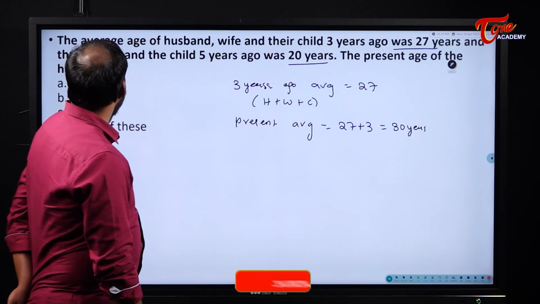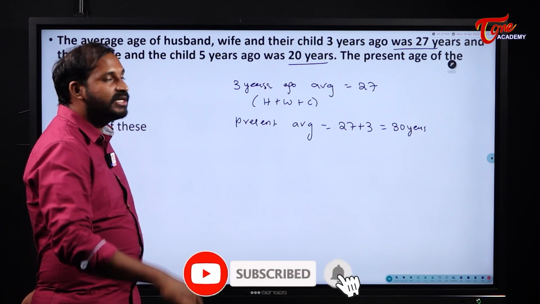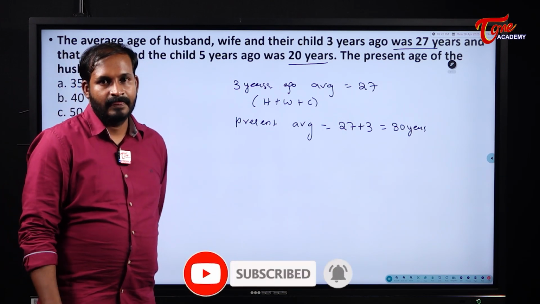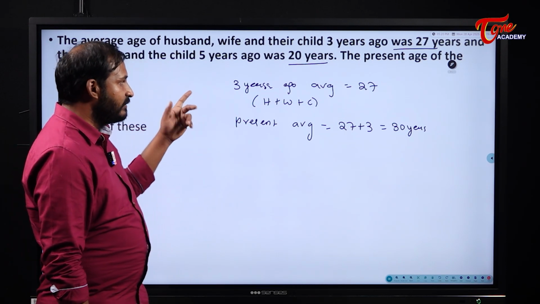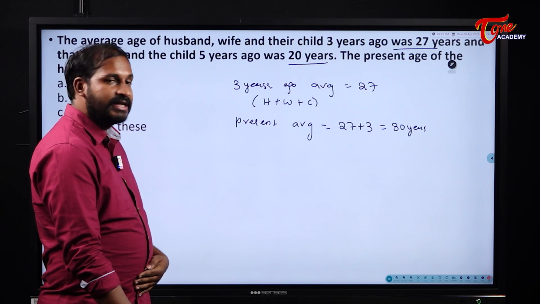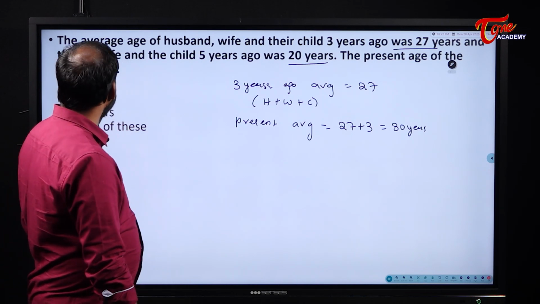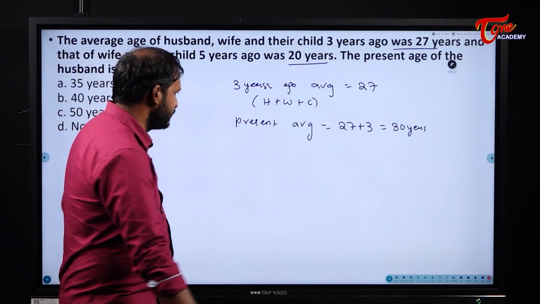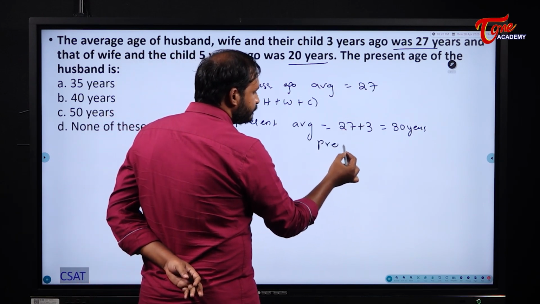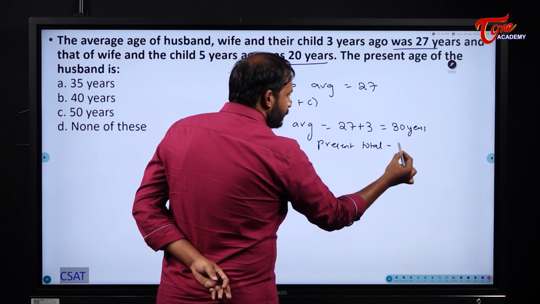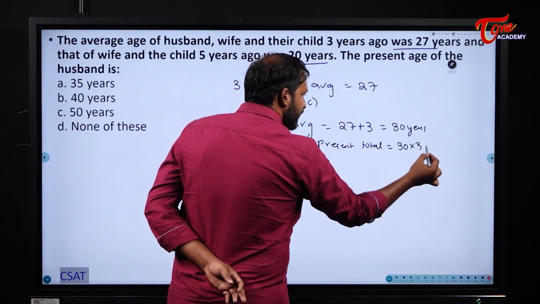Okay, next. And that of wife and child 5 years ago was 20 years. Okay, 5 years ago wife and child average they are telling is 20 years. The present age of the husband is. Okay, we will see here. See, present average is 30. So present total will become what? 30 into 3. That is 90 years.